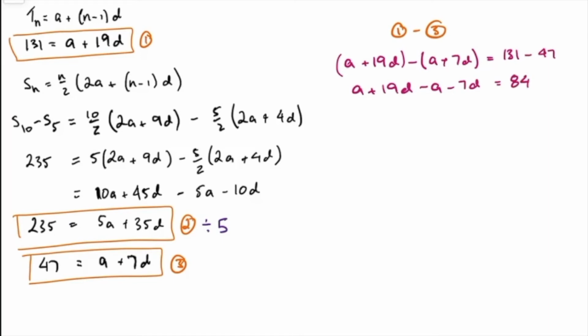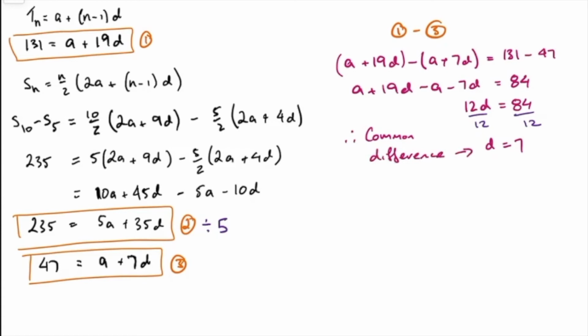Okay, simplifying it through again. All right, we get rid of those A's. A minus A obviously being 0. 19D minus 7D is 12D is 84. We divide everything by 12. And we end up with D equals 7. So our common difference is that D equals 7.